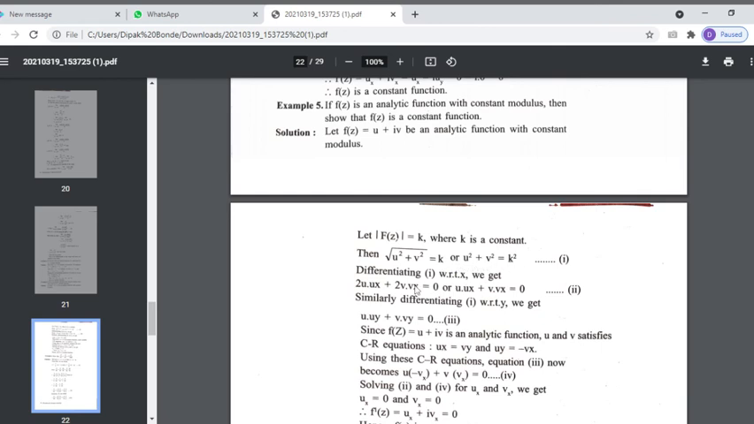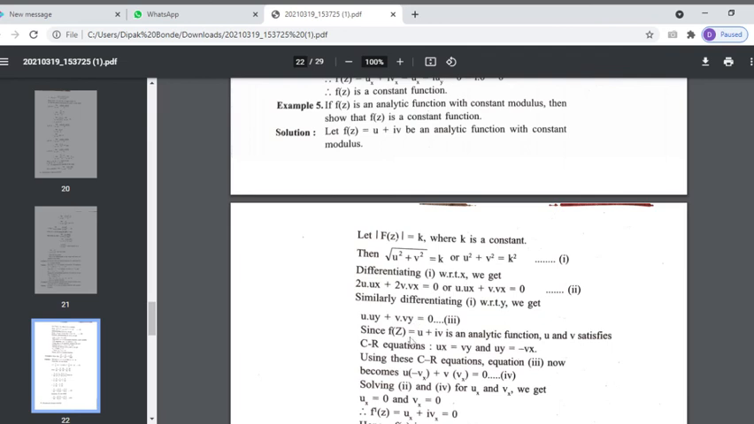So differentiating equation 1, since u is a function of x and y, we get 2u u_x plus 2v v_x is equal to 0. So we can take 2 as common and divide throughout, so we get u u_x plus v v_x is equal to 0. Similarly, differentiating equation 1 with respect to y, we get u u_y plus v v_y is equal to 0.